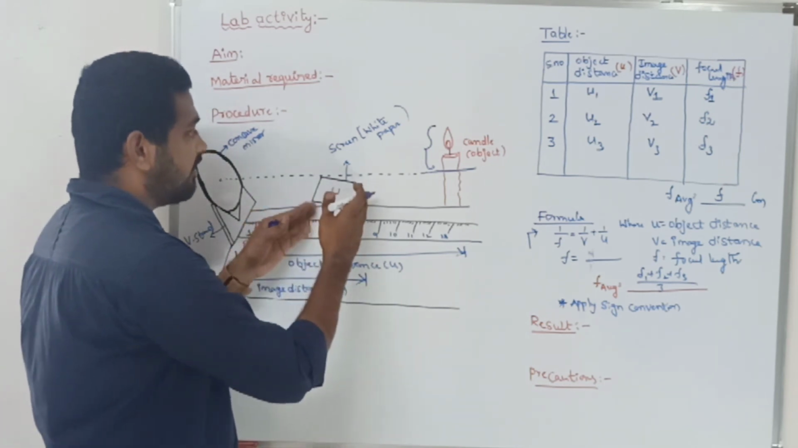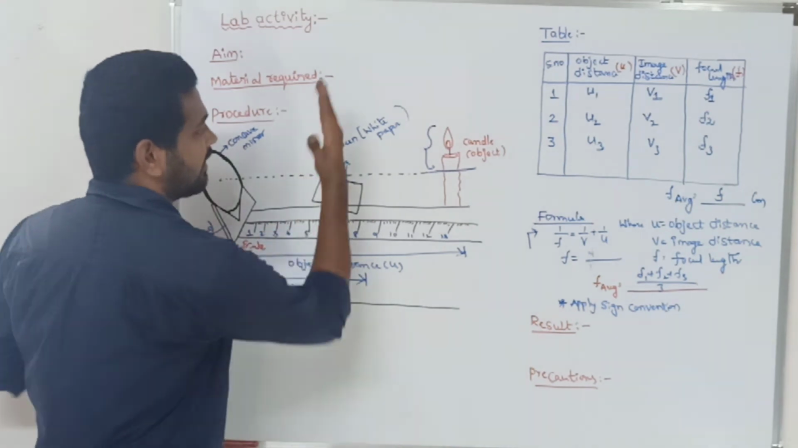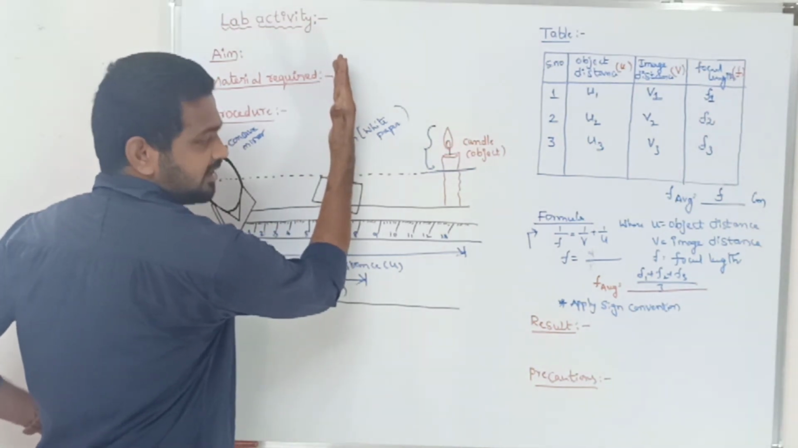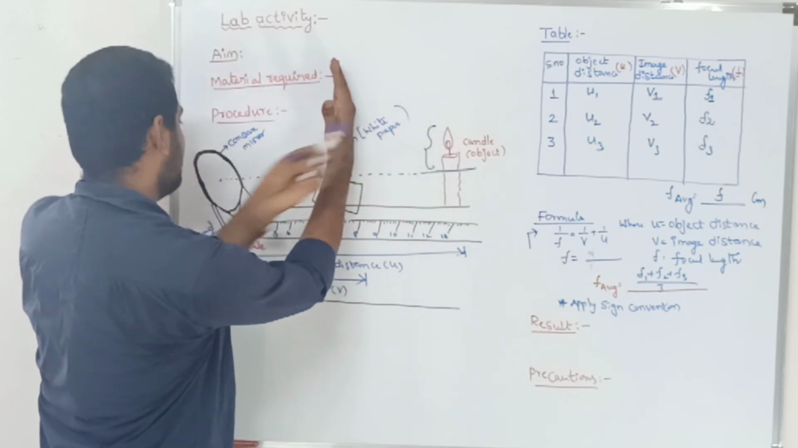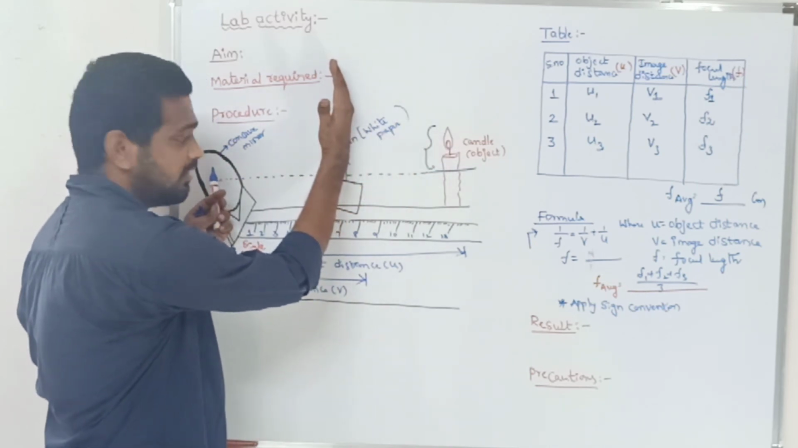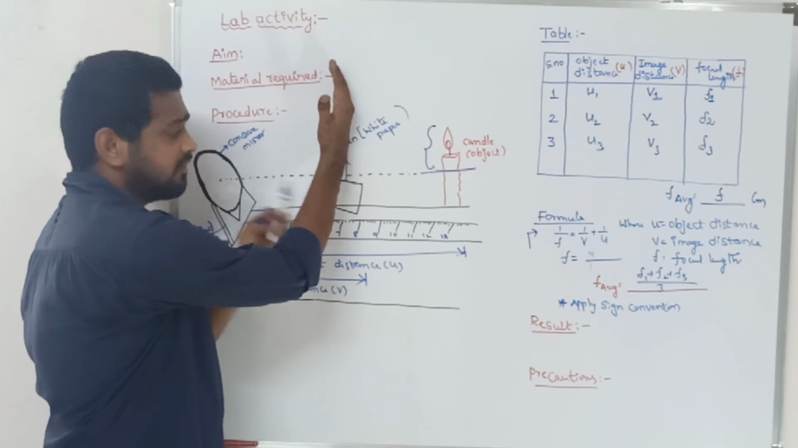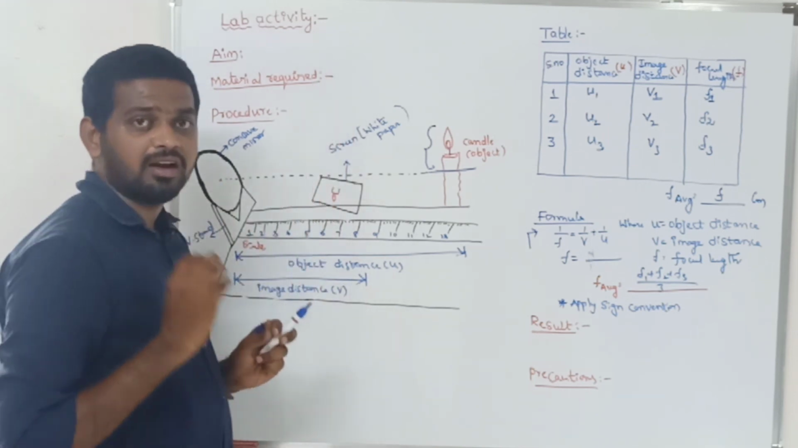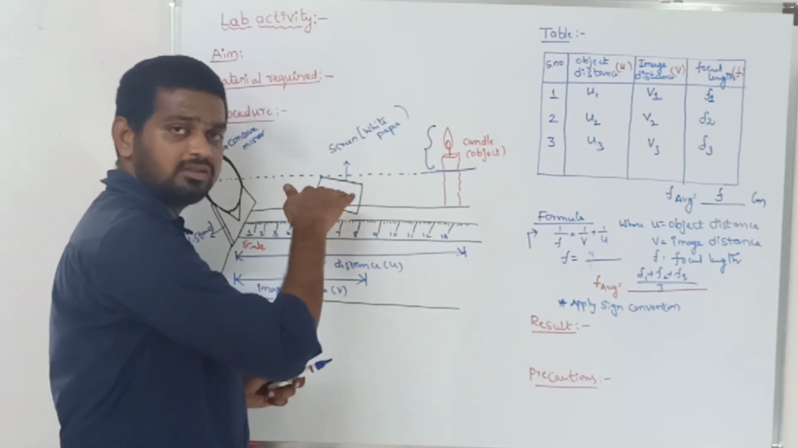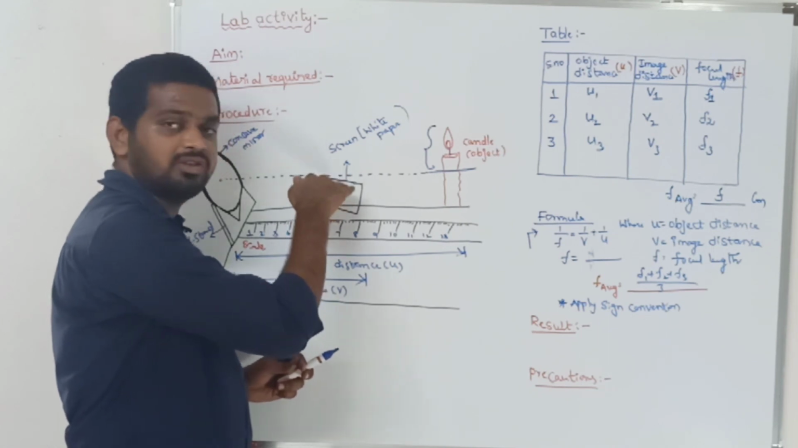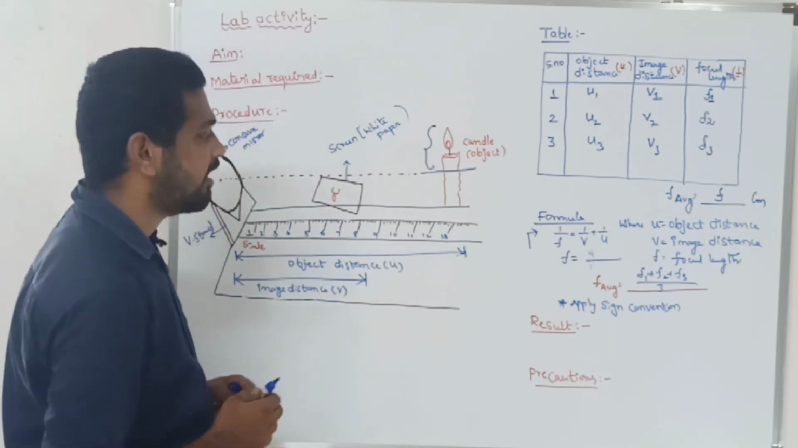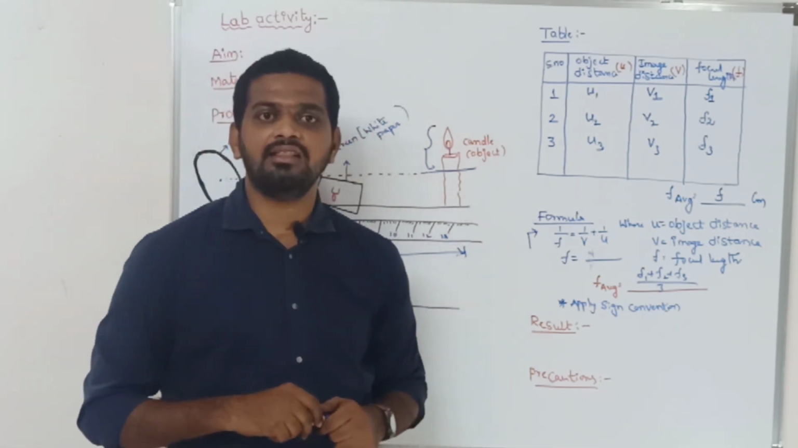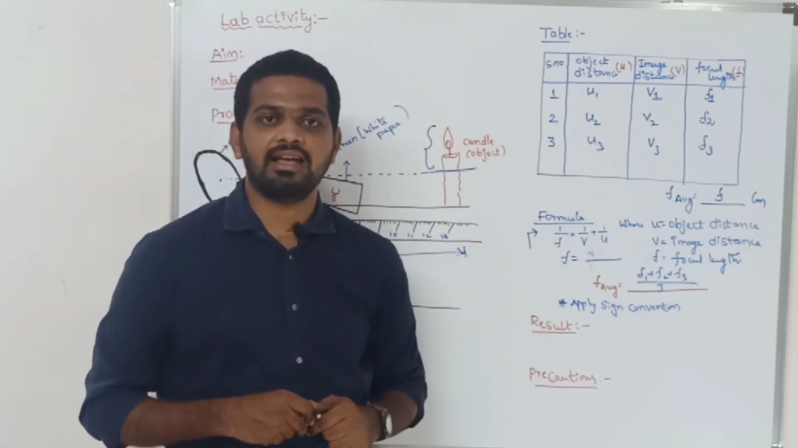If the screen is placed like this, no ray of the candle will reach the concave mirror. By means of that, you won't get the image of the candle. So whenever you are conducting this activity, ensure that the screen lies below the principal axis. Is it clear, children? And coming to the third precaution, take the readings without parallax error.